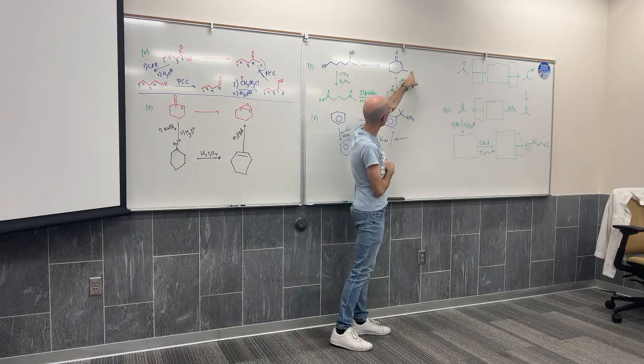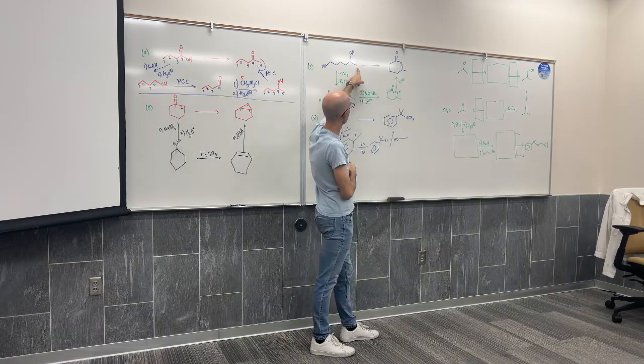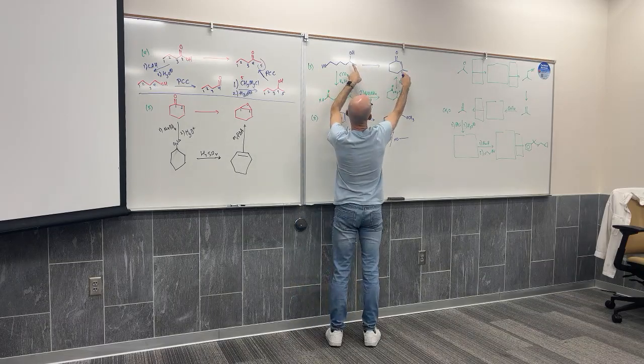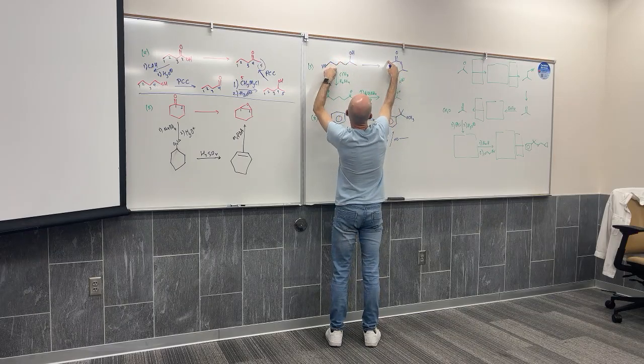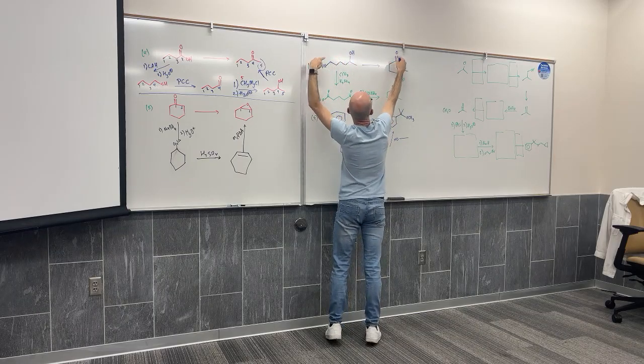So here's my CH3, here's my CH3. Carbon 1, carbon 2 is bonded to an oxygen. 3, 4, 5, 6 is also bonded to an oxygen.